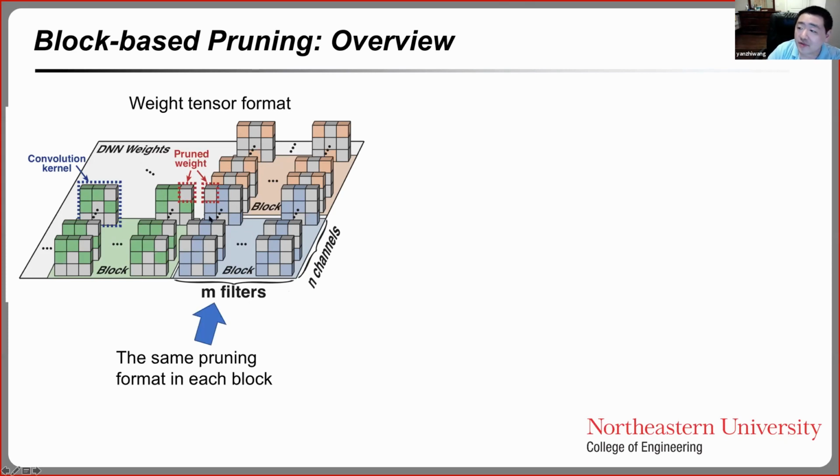For example, we can see this kernel is using this shape. All of the kernels in this block have this shape. I mean, the gray entries are the pruned ones. So this is the weight tensor format.